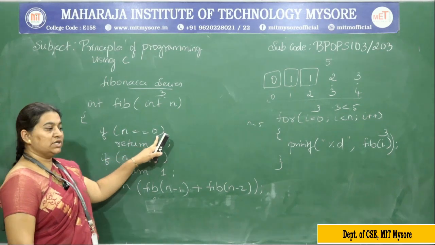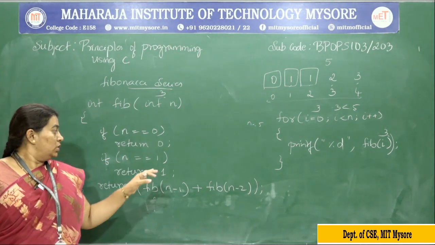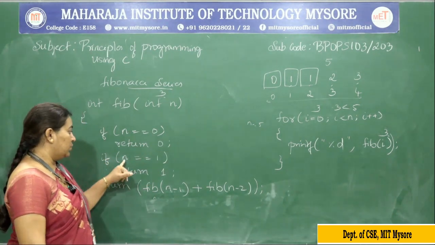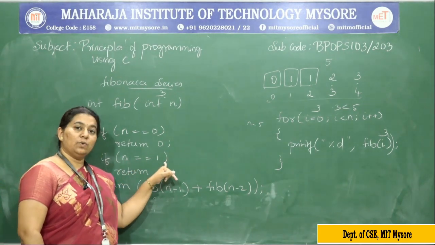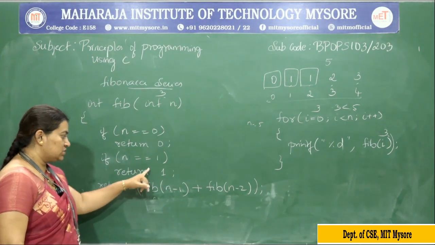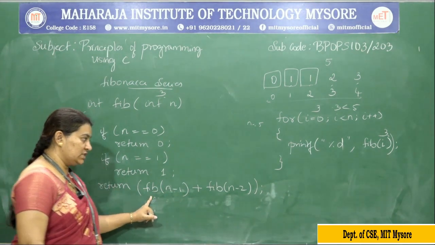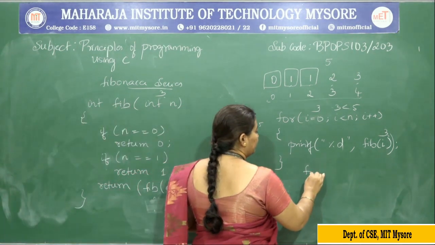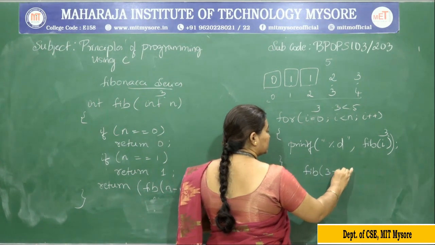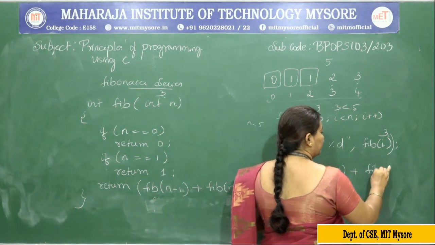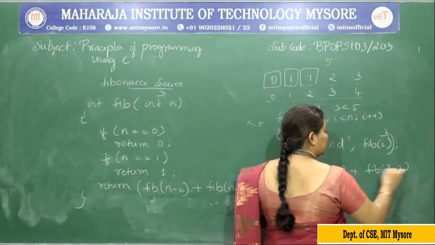Whether 3 is equal to 0? No. So it is going to return 0. Next, whether 3 is equal to 1? No. So this condition also doesn't hold good. Next, we are going to see this. So it will be fib of 3 minus 1 plus fib of 3 minus 2.